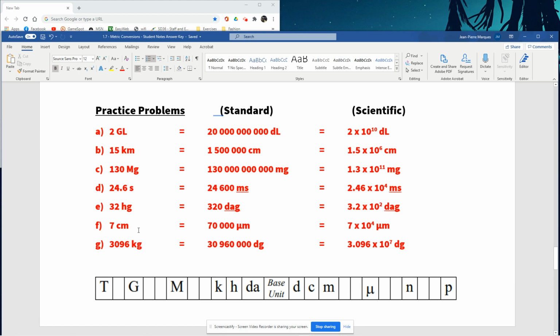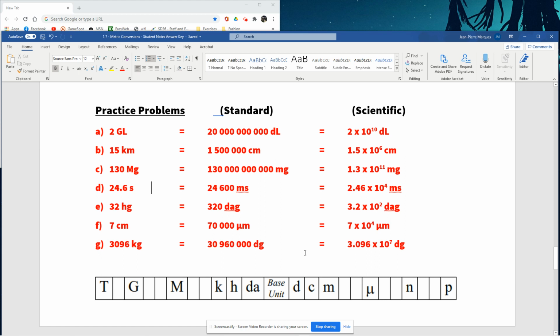Okay, final last one. I'm going from kilograms to decigrams. Kilo is here, deci is here. Therefore, kilo, I'm going to move 1, 2, 3, 4. Sorry, I was about to keep going. So 4. Therefore, I can move my decimal place, which is here, 4 spaces, and add a placeholder into each of those, giving me 30,960,000 decigrams. As scientific notation, 3.096 times 10 to the 7, 4 sig figs.